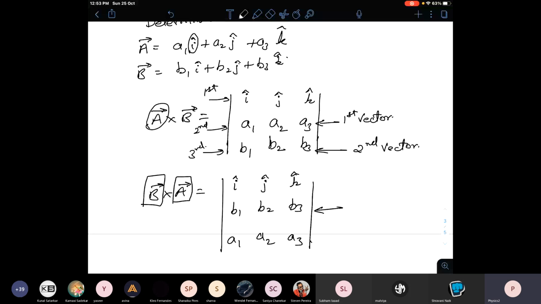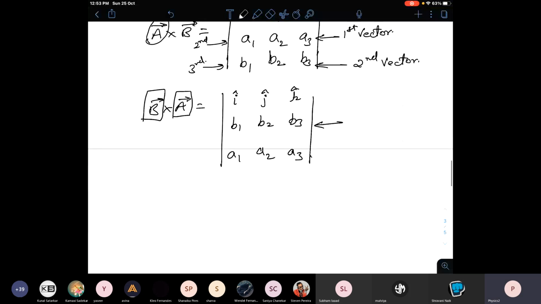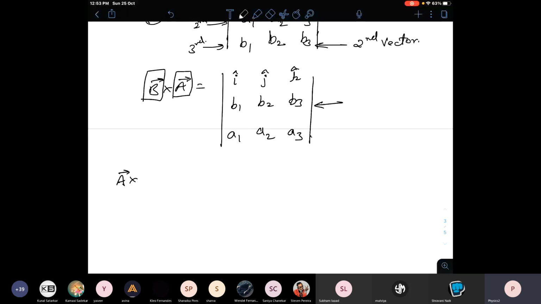Now we need to open this determinant. Now we have to calculate the value of this determinant. How to calculate it? Let's see. A cross B we had I cap, J cap, K cap, A1, A2, A3, B1, B2, B3. We have to open this.